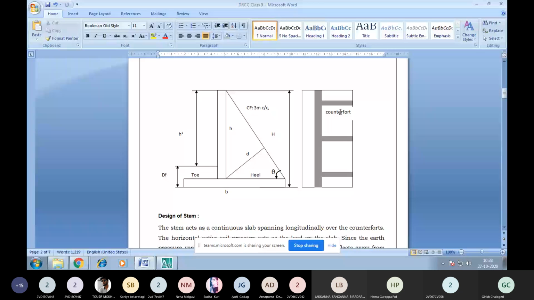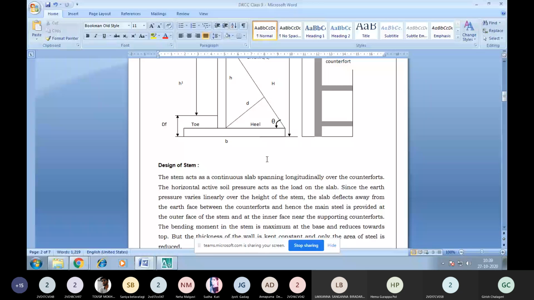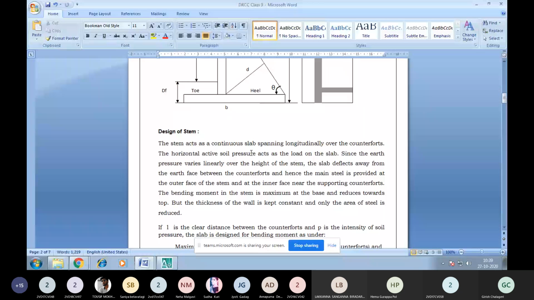Then, as I discussed from the AutoCAD drawing, the stem acts as a continuous slab spanning longitudinally over the counterforts. So the horizontal active pressure acts as a load on the slab. Since the earth pressure varies over the height of the stem, that is from top to bottom, at the top it will be 0, at the bottom it will be maximum. So the slab deflects away from the earth face. Hence the main steel is provided at the outer face of the stem and the inner face at the supporting counterforts. The bending moment in the stem is maximum at the base and reduces towards the top. Thickness of the wall is kept constant and only the area of steel will be reduced.